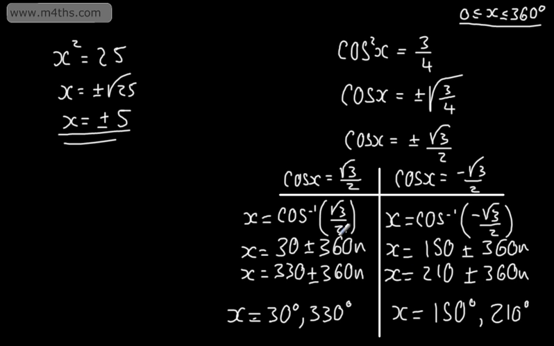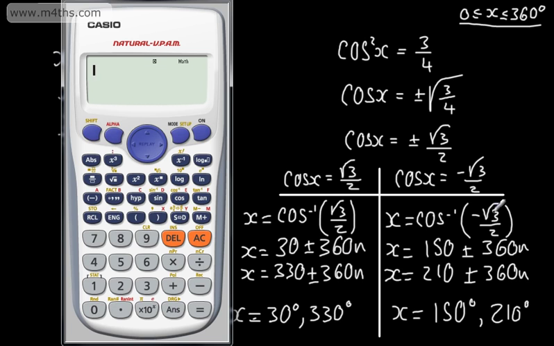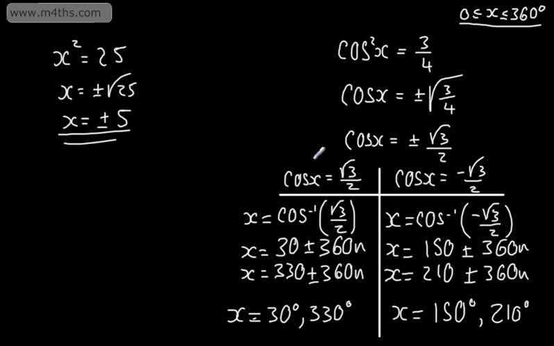If you're unsure how I did these, again, just shift mode 3. This is what we looked at in the previous video. The inverse cosine now of negative root 3/2. And that will give us the 150 as a principal value. And then by symmetry, I've simply done 360 minus that answer. Okay, so here are the four solutions.